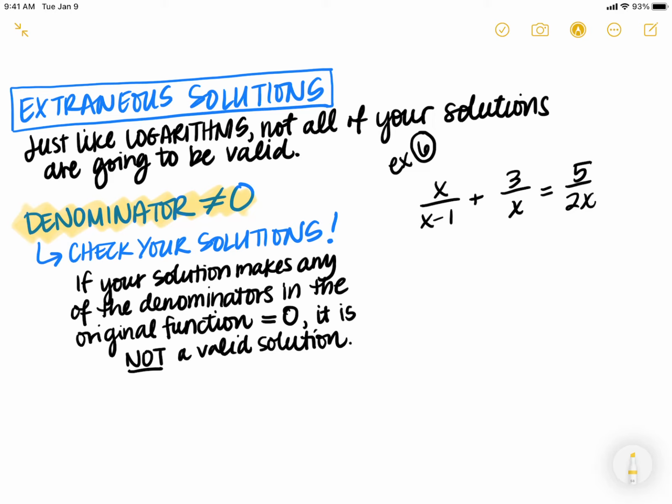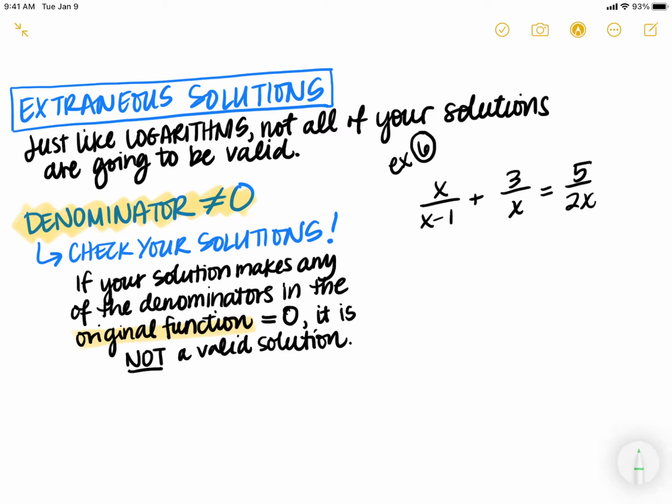So what you're going to do is check your solutions. You're going to solve an equation. You'll maybe get 2 answers, sometimes even 3 answers. And you're going to want to check your solutions. If any of your solutions make the denominators in the original function equal to 0, it is not a valid solution. So let's take a look at example number 6.